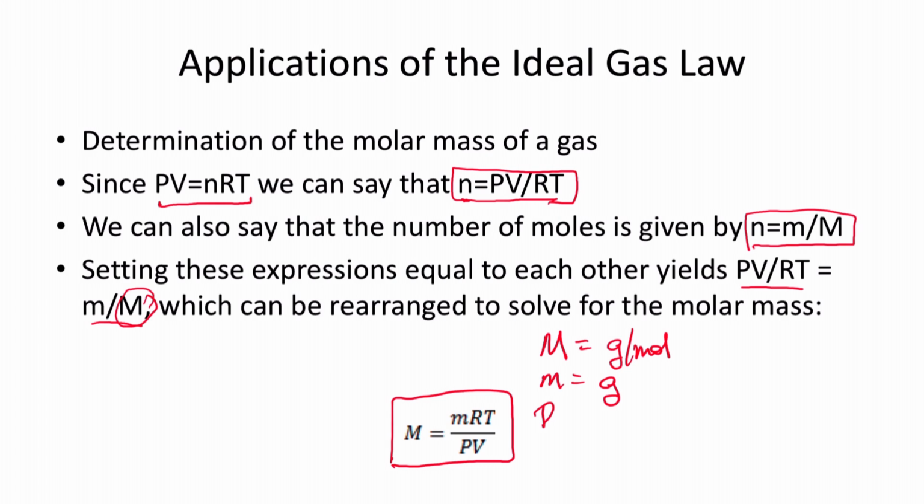Okay, R is going to be 0.0821 liter atmosphere per mole Kelvin. Temperature is going to have to be in Kelvin. Pressure is going to have to be in atmospheres. And volume is going to have to be in liters.